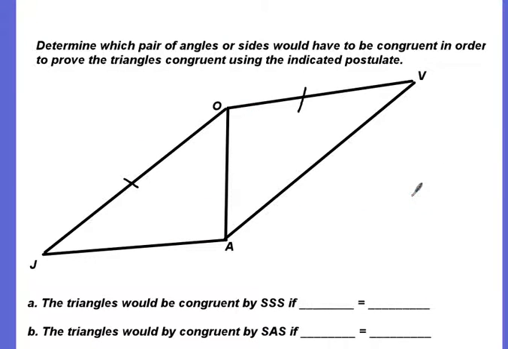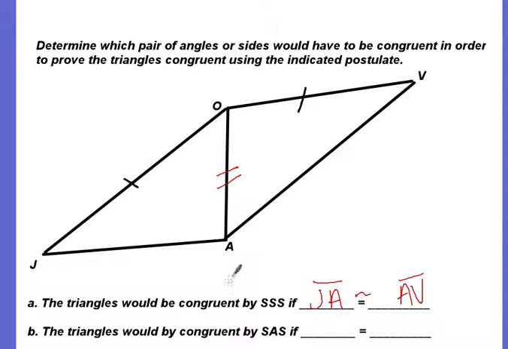Let's go to the next one. You can pause and try this on your own. Okay, so it says the triangles would be congruent by side, side, side if, well, let's look at what's given first. So I'm given JO and OV are congruent, and I'm also given that OA is congruent to itself. Okay, so side, side, side would have to work if, well, I need a third side, right? JA would have to be congruent to AV. This picture is not drawn to scale. So if that were true, then I'd have a side, side, side.